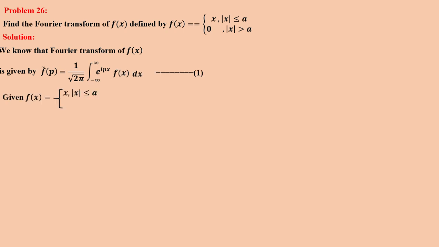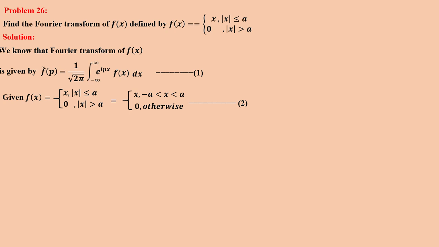Given f(x) is equal to x for |x| less than or equal to a, 0 for |x| greater than a. That is, f(x) is equal to x if x lies between minus a to plus a and 0 otherwise. That is equation number 2. We are going to use 2 in 1. In 2 we have two intervals: one is x lies between minus a to plus a, and the other is outside this interval. That means from minus infinity to plus infinity we have to split the interval into 3: first minus infinity to minus a, then minus a to plus a, then a to infinity.